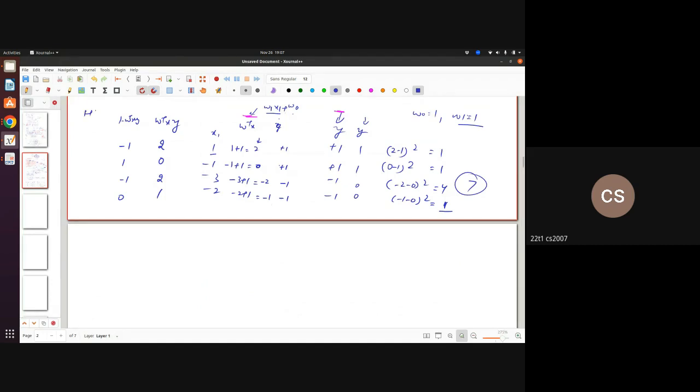Max, hinge loss, I'll write. Max of 0 and this, 0. Max of 0 and 1, 1. Max of 0 and minus 1, 0. Max of 0 and 0, 0. Right? So the total is 1. This is the loss that we are getting through hinge loss.